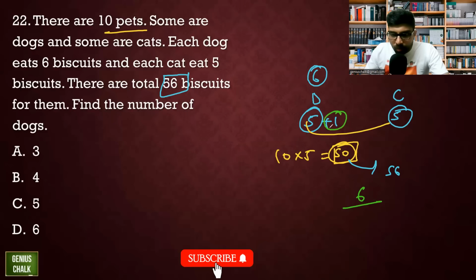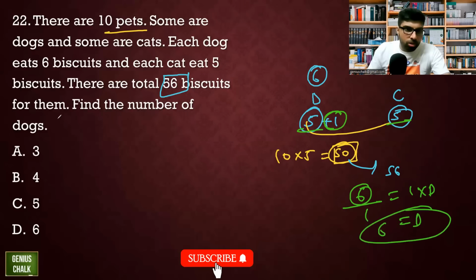And here there is one dog who is eating that extra, because 5 have already been divided. So number of dogs must be 6 by 1. That is also 6. So my answer has to be option D, any way you solve. All right.